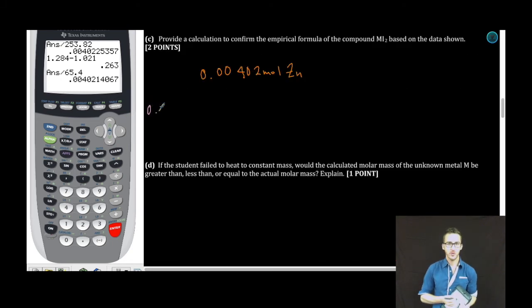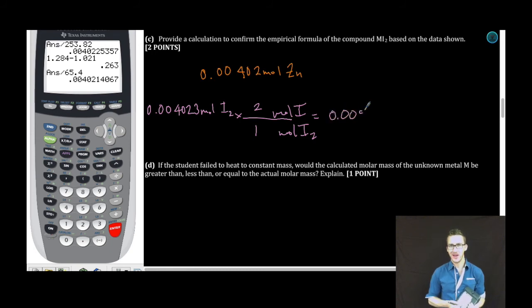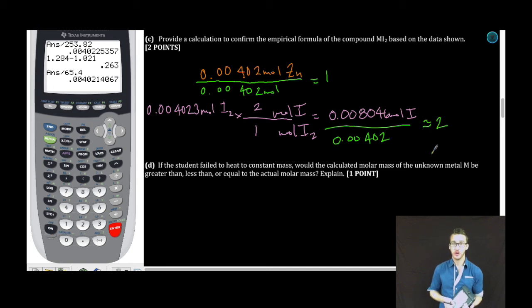Now be cautious here. If I have 0.004023 moles of I2, notice that for every 1 mole of I2, I have 2 moles of I. So I really have 0.008046 moles of iodine. So if I'm trying to confirm the empirical formula, I'm trying to confirm the smallest ratio that exists between zinc and iodine is 1 to 2. And I do that simply by dividing each of them by the smallest molar amount, which in this case is 0.00402, which will give me exactly 1 here and approximately 2 here. So my ratio is 1 to 2.